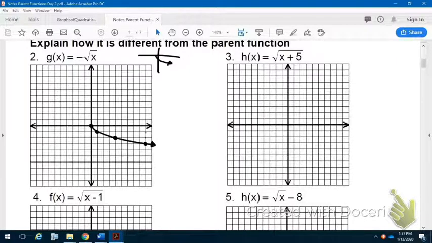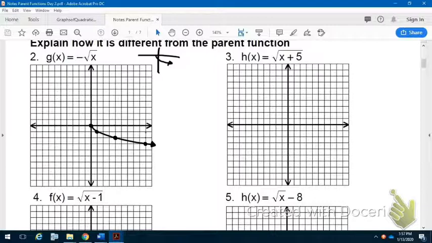Okay. Now I'm going to go through these pretty quickly. You can stop between them and think and give yourself time to draw. But just for timing of the recording, I'm going to go through them fairly quickly. Plus, this is grouped in with the x. See, it's under the square root symbol with the x. So this is a left or right shift. X plus is left, just like it was with a quadratic.